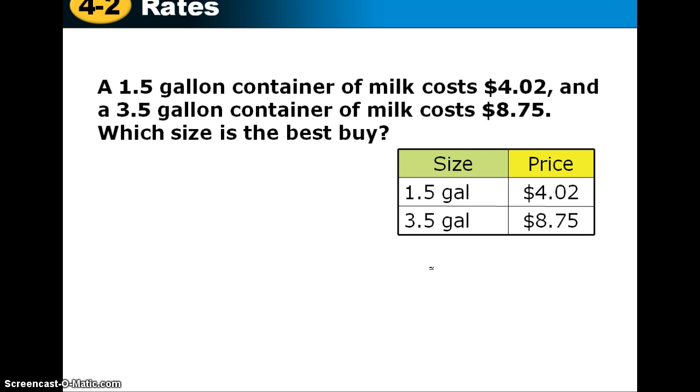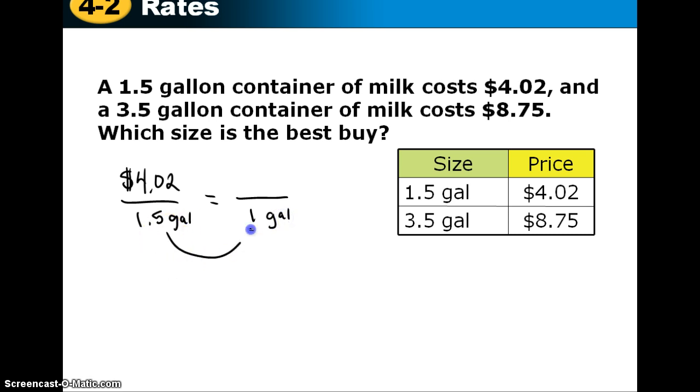So when you're working with money, with unit rates, money is always going to go on top. We want to find out which one is the better buy for the size, so that is going to go on the bottom. So the first one we're going to put the money on top, $4.02, and that buys us 1.5 gallons. We want to know how much does it cost for just 1 gallon.